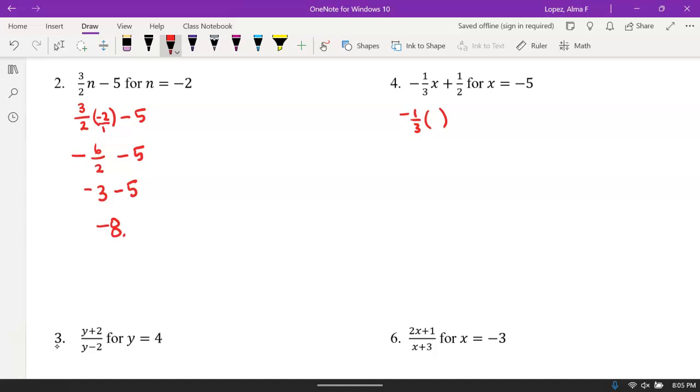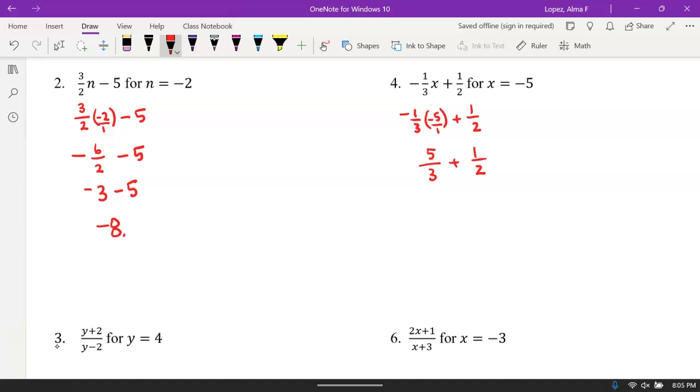Let's try the next one. -1/3 times x. Now, by now, you're getting good at it. Everywhere you have an x, build a parentheses. Then plug in. For x this time, they want us to use a -5. Again, because I'm multiplying by a fraction, I'm going to make this guy into a fraction. Now, when I multiply a negative times a negative, I'm going to get a positive answer. Okay? Then multiply the 1 times 5 and the 3 times 1.